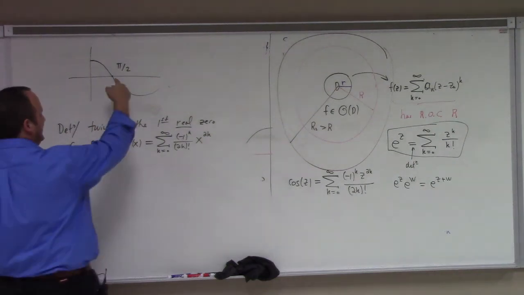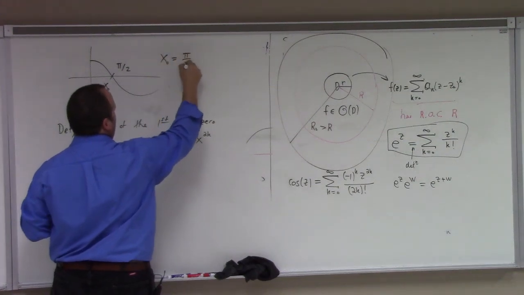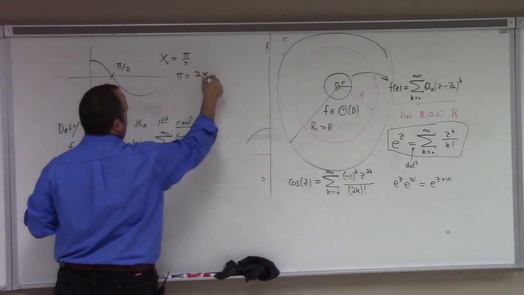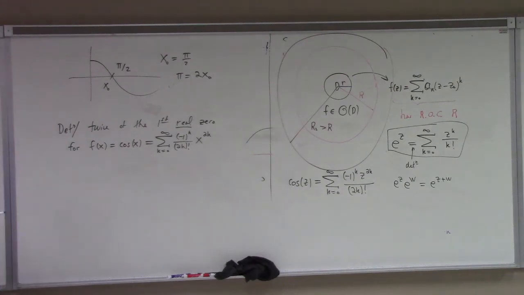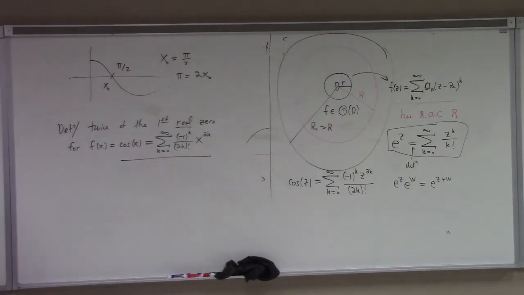Right? Because this is the 0, so x naught equal to pi over 2. So what do I got? I got pi is equal to 2x naught. If I want to give a definition for pi using cosine, I should say it's twice the first real 0 of cosine. You say, well, cosine was defined in terms of right triangle trigonometry. No, not anymore. This is the definition of cosine. There ain't no geometry there. That's just analysis and algebra.